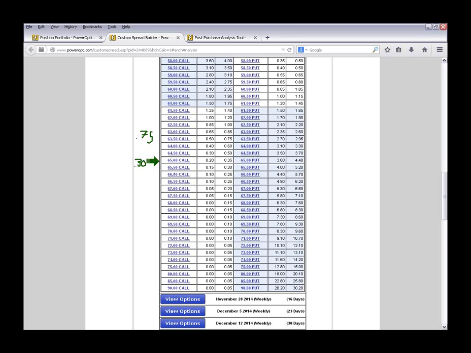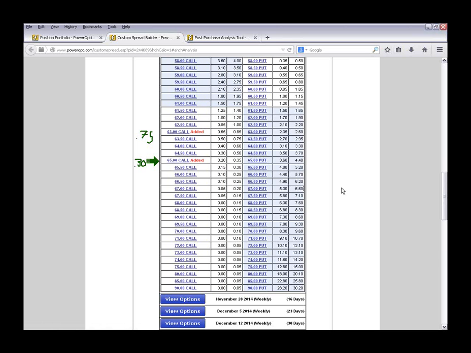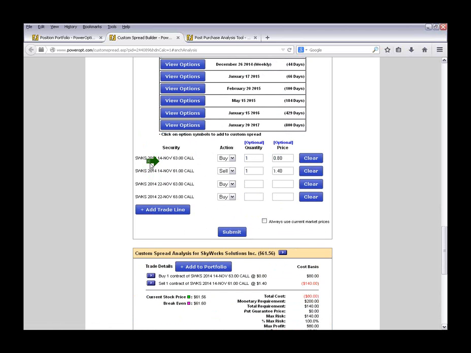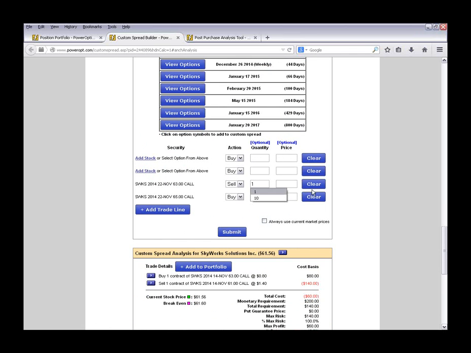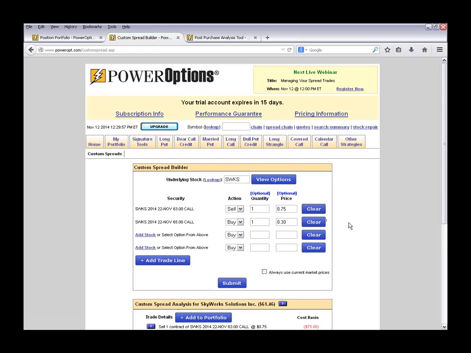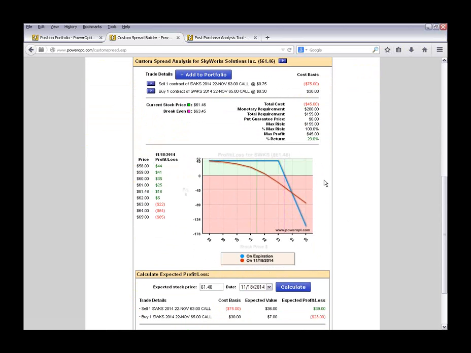Let's take a look at how that appears on our screen. So let's add in the 63 call, add in the 65. We're going to use the midpoint pricing here. Let me clear out our other spread. And we're going to use that midpoint pricing I just mentioned. So we're going to sell this one, our 63 call, for 75. And we're going to pay 30 cents to buy to open our 65 call. Let's go ahead and submit that. Okay, so now we have a new spread that's giving us a 45-cent net credit.